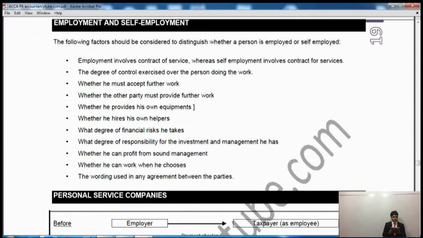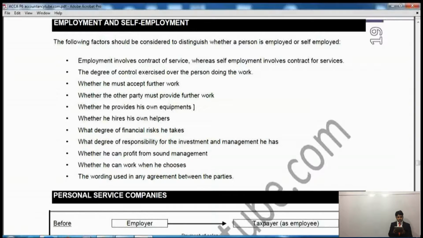Now the next one is degree of control exercised over the person doing the work. So degree of control, if I am working here, can my boss control me or not? This will determine. If they can control me, I will be an employee. If they can't control me, I'll be self-employed.